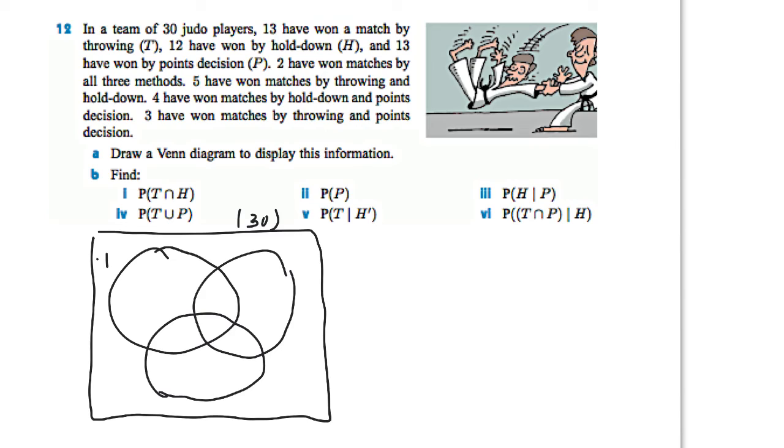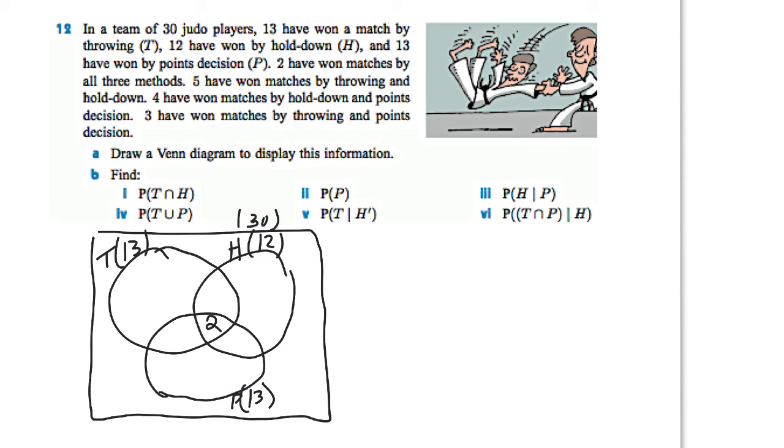13 have won a match by throwing, so that's T13. 12 have won with a hold down, so that's H12. 13 have won with a points decision, so that's P13. 2 have won by all 3 methods. 5 have won by throwing and hold down.